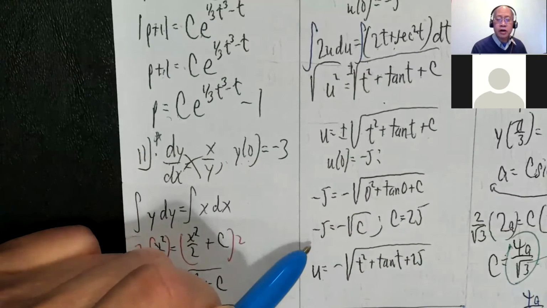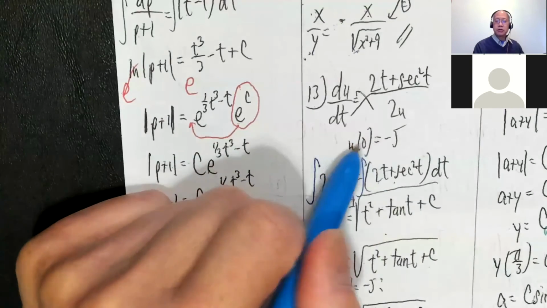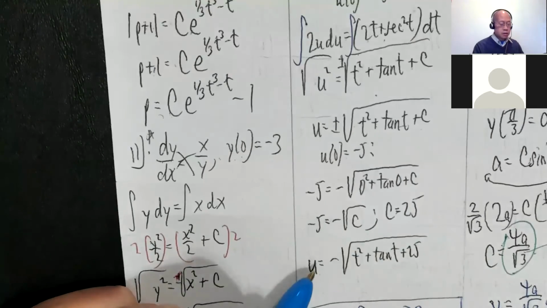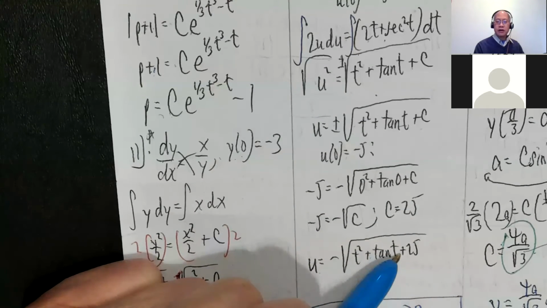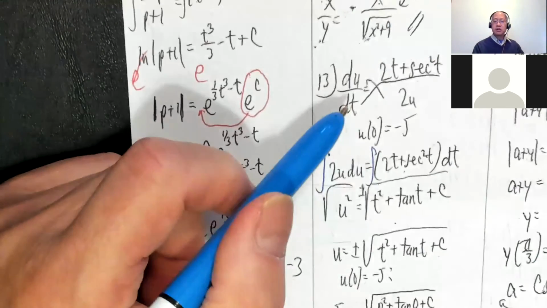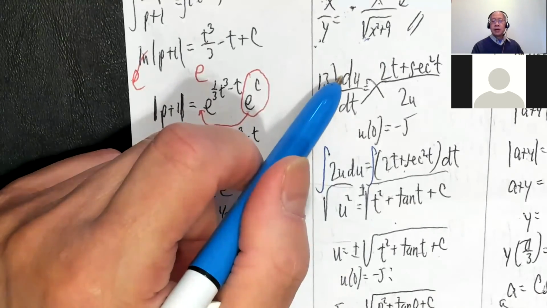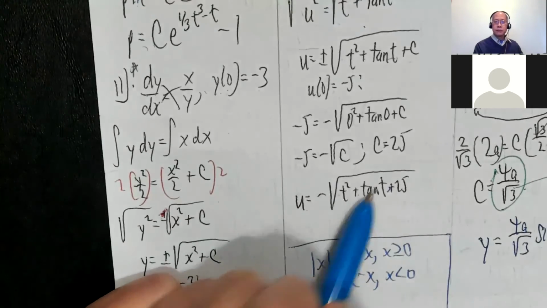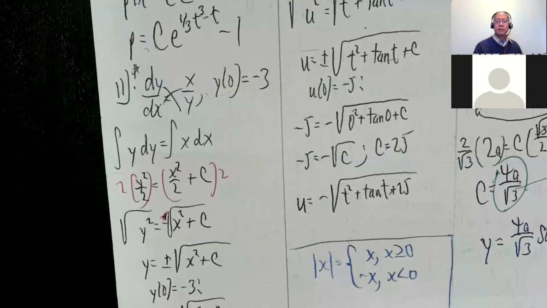So the only one function which satisfies the differential equation and satisfies this initial condition is this one. u equals negative square root of t squared plus tangent t plus 25. Supposedly this satisfies the differential equation; I won't bother to check this time, but you can double check that. And the other condition is when you plug in 0, you get negative 5. That's easy to check. 0, 0, you get negative square root of 25, so negative 5. So that definitely works.